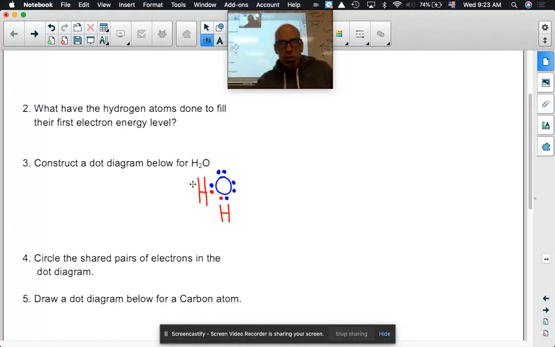So as you see here, what do you now have around oxygen? A total of what? 8, right? 6 of its own, and then one from each of the hydrogens. And then how many do you have around each hydrogen? 2, which means it's a full first level for hydrogen. So everyone now has an octet. Everyone in the diagram now has an octet visible. You can see that they all have octets.